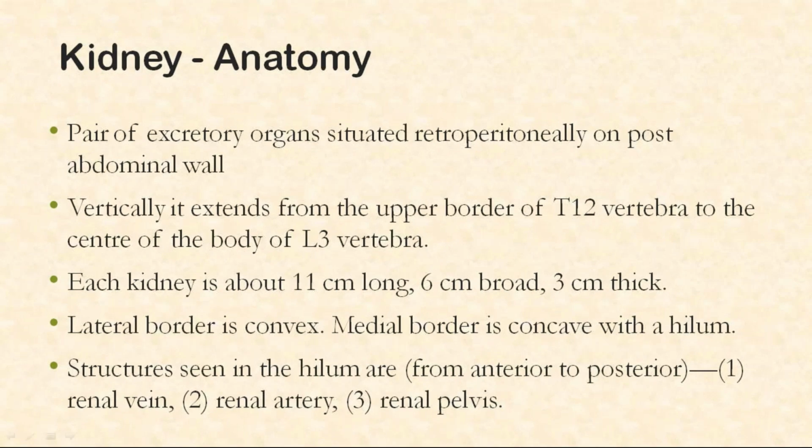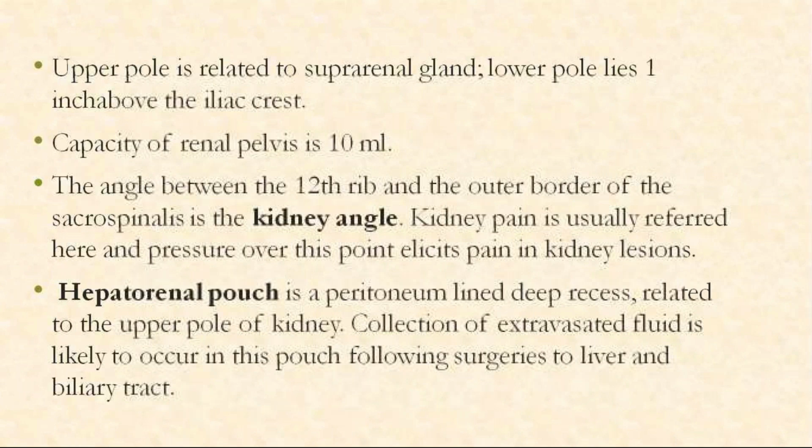See, there is a mnemonic for this: VAUP. V for vein, renal vein. A for renal artery. U for ureter or renal pelvis. Next, P is for posterior segmental artery. So these are the 4 structures seen in the renal hilum from anterior to posterior: renal vein, renal artery, ureter, and posterior segmental artery. VAUP. This is a very important thing.